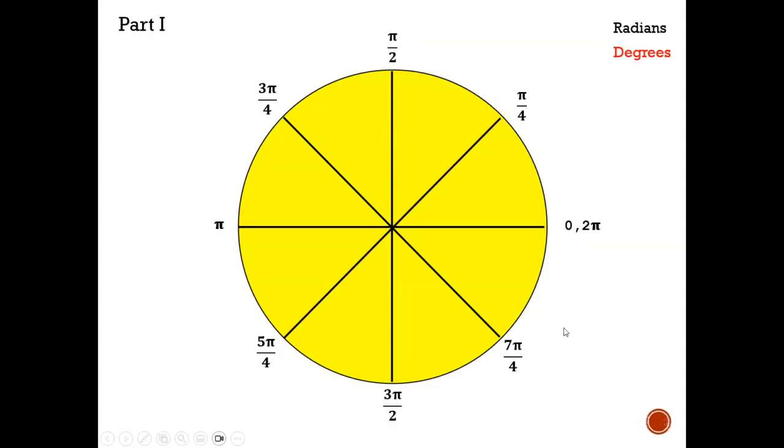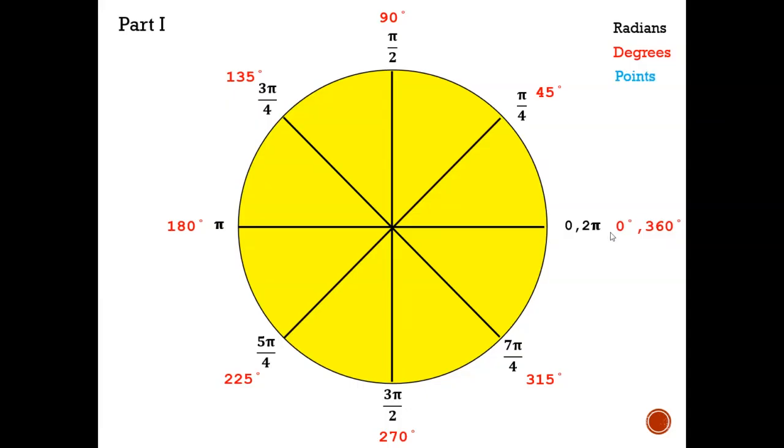Now we're going to go through and mark the degree values. We're going by 45 degrees. So we're here at 0. Next is 45. We add another 45, we're at 90. Add another 45, we're at 135. Continuing on, 180, 225, 270, again adding another 45, 315, and ending with 360 for our degree values.